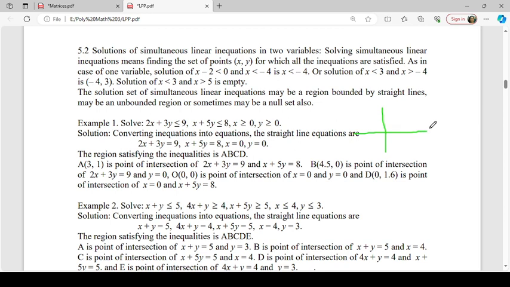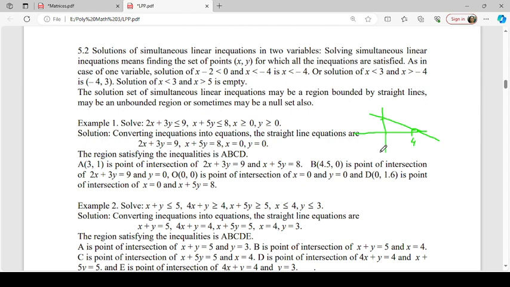So for the first line, twice x plus thrice y, the y intercept is 9 by 2. Suppose this is 4, so 9 by 2 is here, 4 plus half. Then the x intercept is 3. So this is the line, the first line, twice x plus thrice y less than or equal to 9.